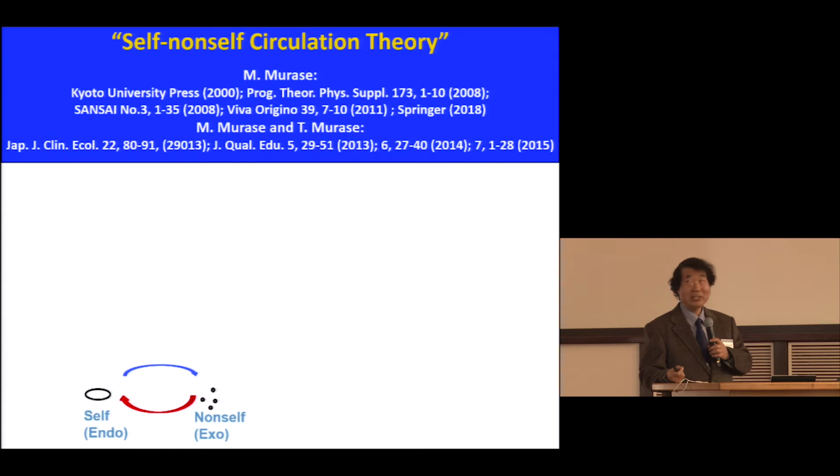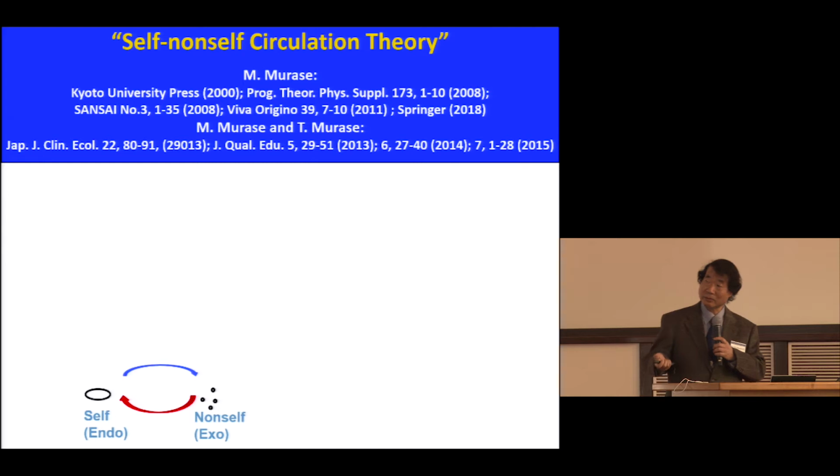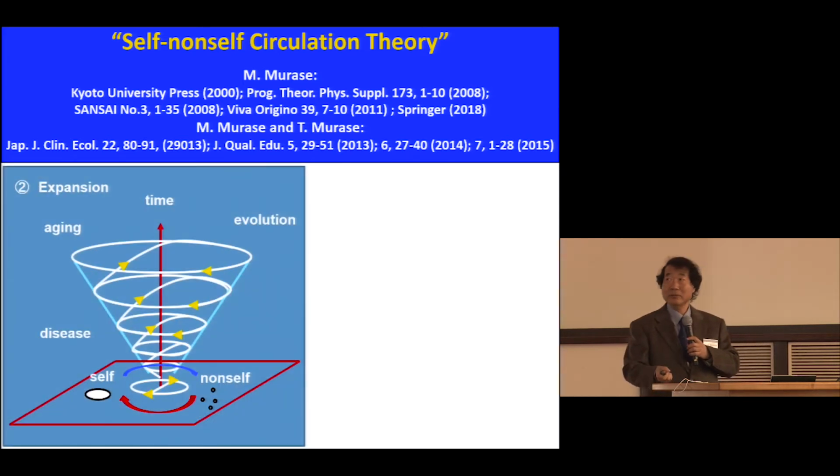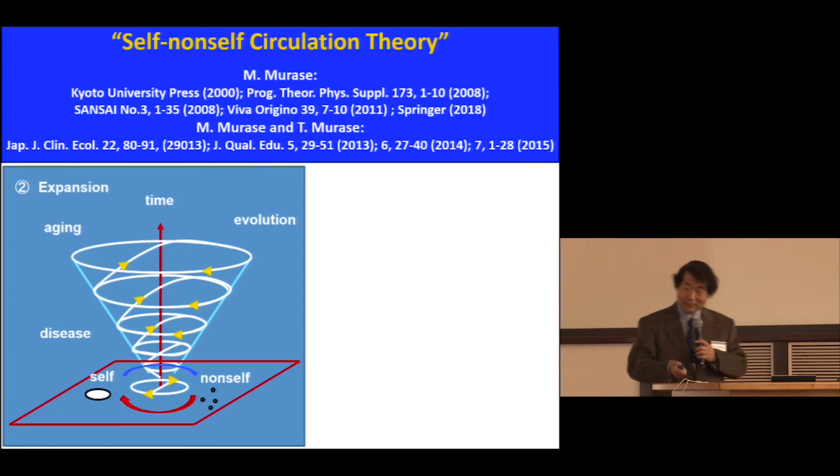Almost 20 years ago, I developed and proposed the so-called self-non-self circulation theory in order to integrate opposing views based on self-non-self circulation. I try to explain very diverse phenomena such as aging, evolution, disease, and so on. This is a sort of expansion of my interests.